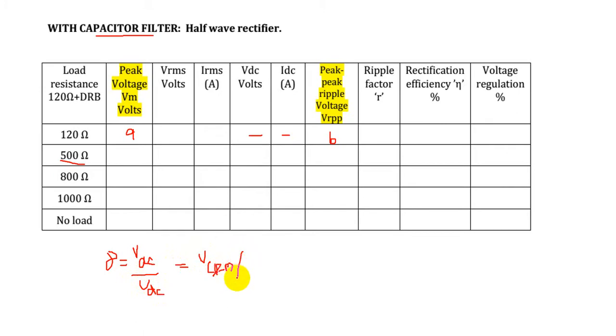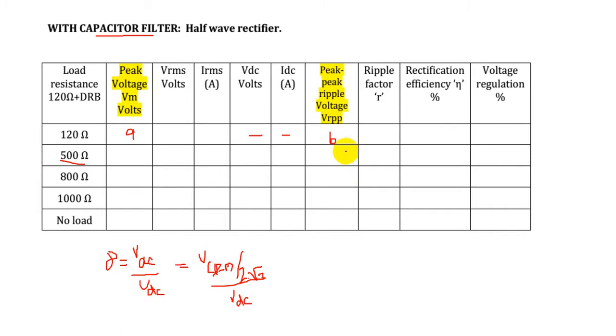So use this formula for VAC divided by the VDC value, which is there in the column. So V peak to peak ripple divided by 2 root 3 divided by VDC. Use this formula to find out the ripple factor. So for finding the ripple factor with the filter, we have to go with this peak to peak ripple voltage divided by 2 root 3 divided by VDC. That will give the ripple factor.